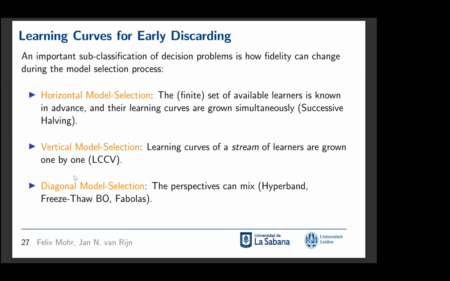And there are many approaches that follow some kind of hybrid strategy. So they take somehow a horizontal approach, but they allow that the portfolio whose learning curves are grown can be adjusted over time. For example, Hyperband is nothing else than successive halving in the first place, but after each iteration, you allow to adjust the portfolio a bit. You can add new learners to it. So this is combining somehow the ideas of both. It's also the case in FreezeThaw Bayesian optimization, and Fabolas, and other approaches that Jan will be talking about now.